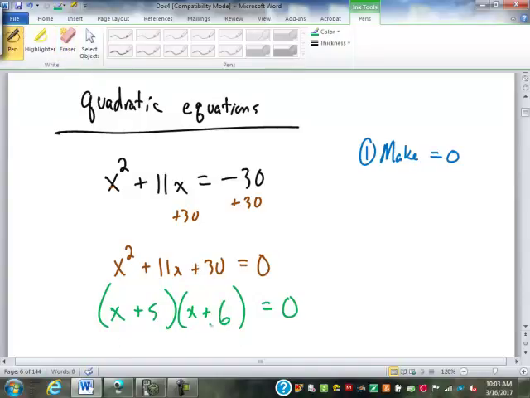On the outside, I would have x times 6 is 6x. Inside, 5 times x is 5x. 6x plus 5x does make 11x. Now there's a rule in multiplication. 8 times 0 equals 0. That's called the zero product rule.